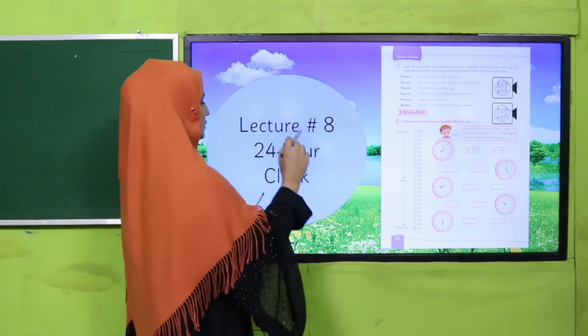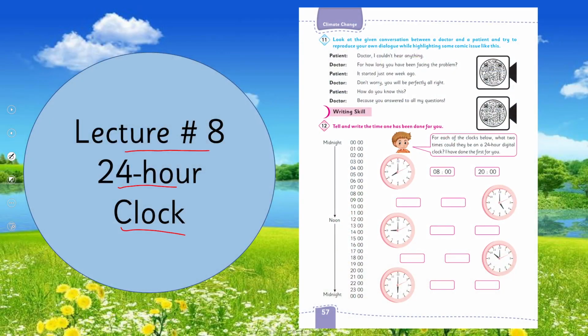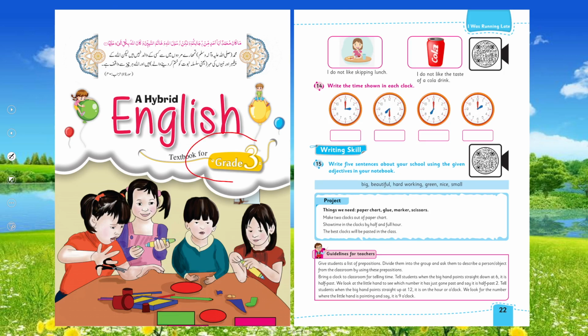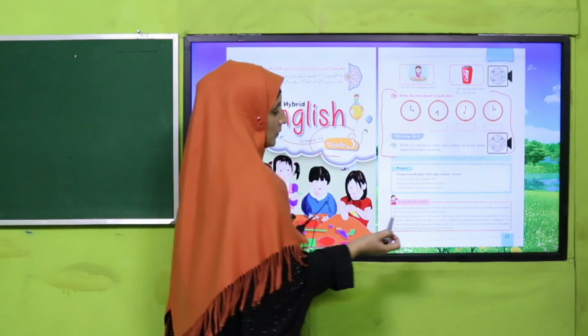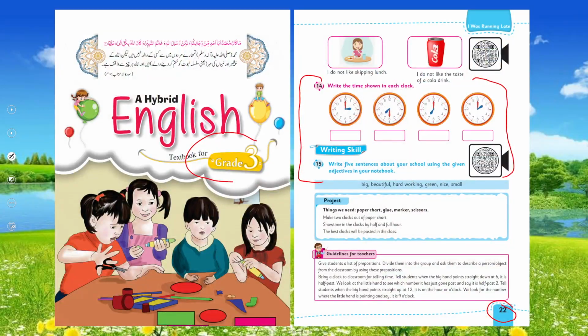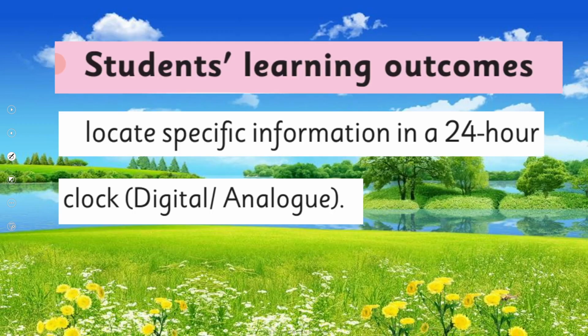In today's lecture, lecture number 8, we will learn about the 24-hour clock format, that is, how we can get time in different ways. Before, in English for grade 3, my dear students, you already learned about time and clock, how we can judge and how we can get time on a clock. Okay, on page number 22. I hope you remember it. If you do not, you can watch this video lecture again. So today we are going to learn the 24-hour time format. Our student learning outcome today is to locate specific information on a 24-hour clock, digital and analog.